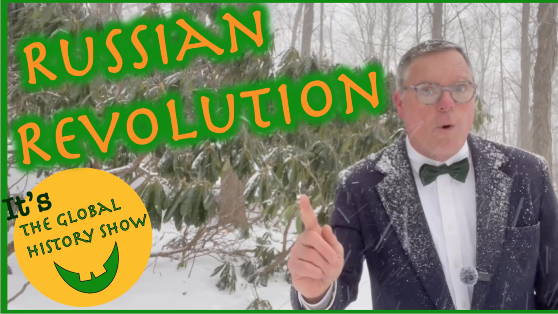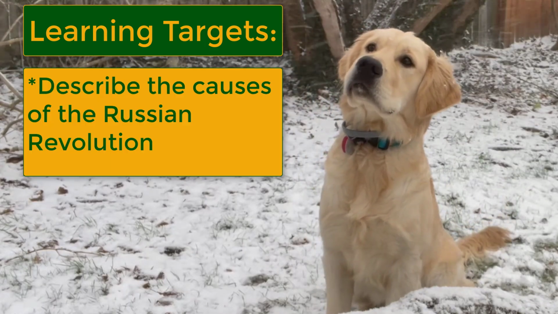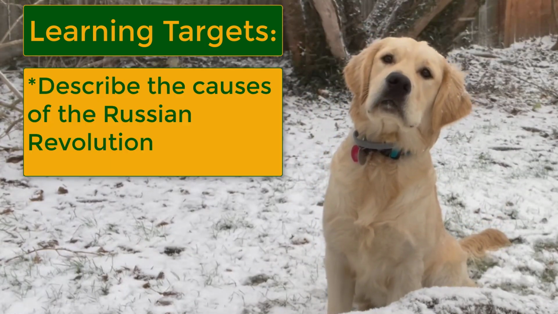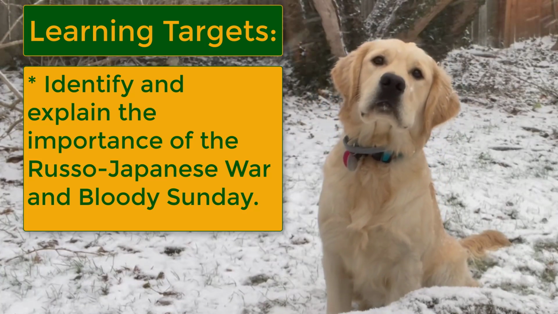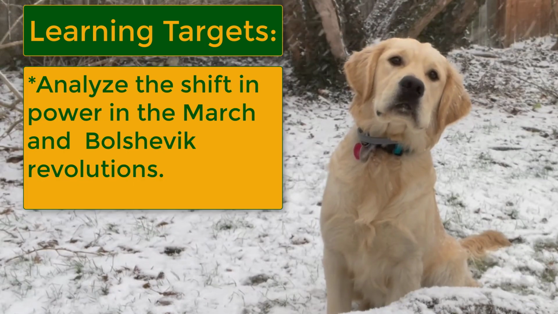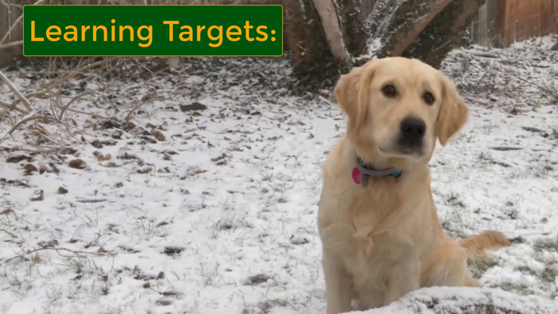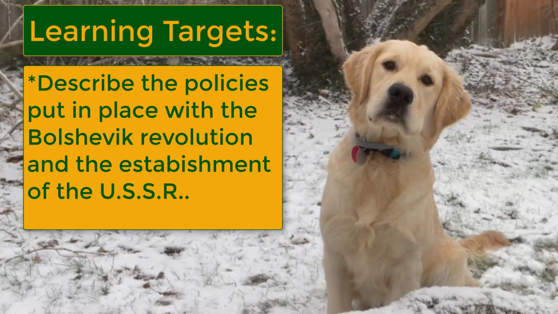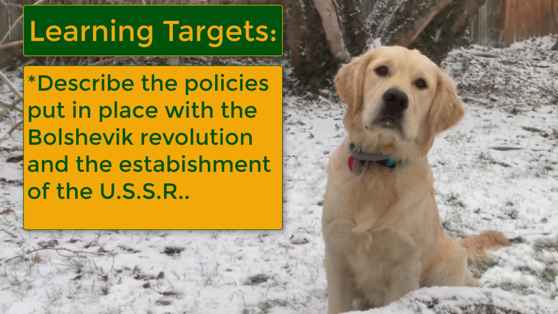Global History Show. In this episode, we will learn how to describe the causes of the Russian Revolution. We will learn how to identify and explain the importance of the Russo-Japanese War and Bloody Sunday. We will learn to analyze the shifts in power in the March and Bolshevik revolutions and to describe the policies put in place with the Bolshevik Revolution and the establishment of the USSR.